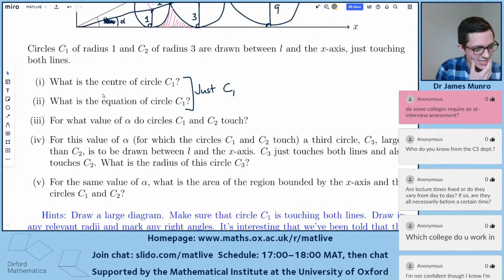Who do I know from the CS department? Oh, I'm not gonna name people I know from the CS department. I think that'll just be embarrassing for me and for the CS department. I mostly work with the admissions people in computer science.